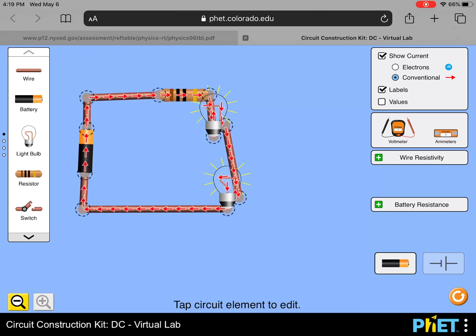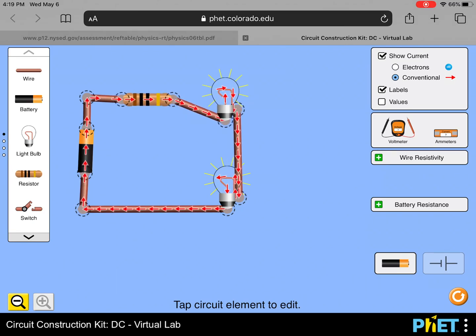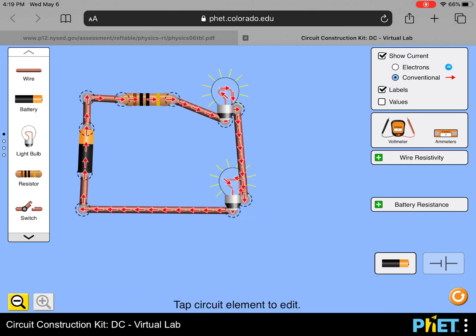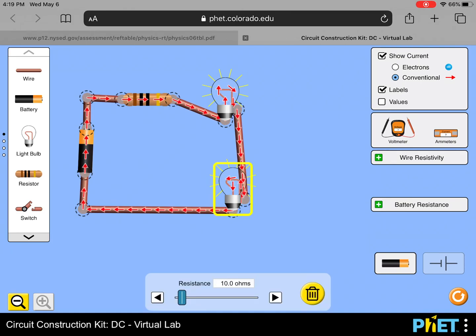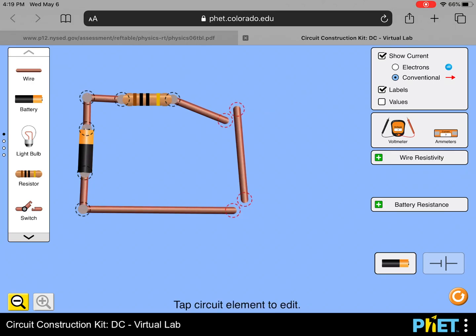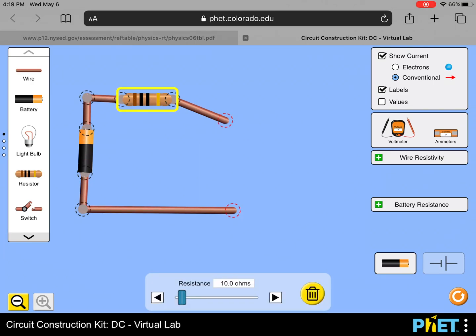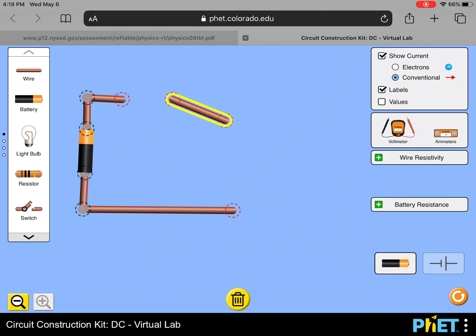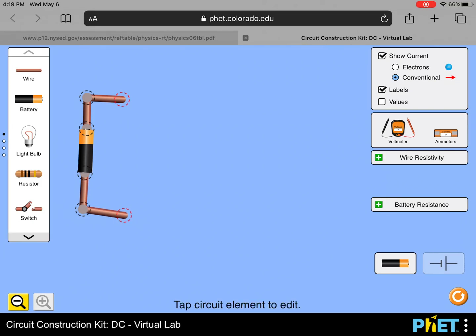All right, so there's our circuit. That's what it would actually look like. You notice how these get lit up. The resistor slows down the current a little bit. Both of these light bulbs also have some resistance as well. All right, I'm going to get rid of this. I'm just going to throw this aside for now, and we're going to talk about a different type of circuit.